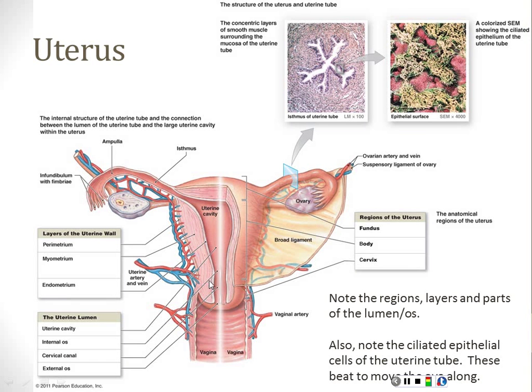Ultimately, the uterus evolved to house a pregnancy, and then the myometrium's role at the end of that pregnancy is to evict the baby, right? Is to push the baby out through the birth canal using smooth muscle contraction.